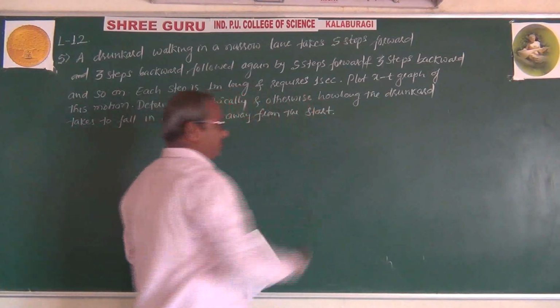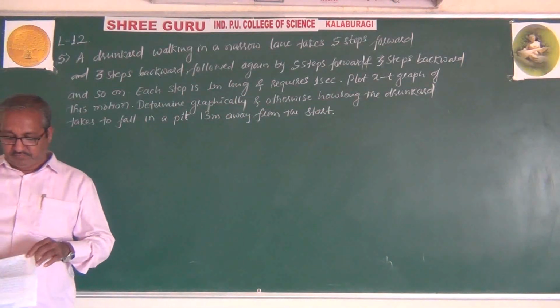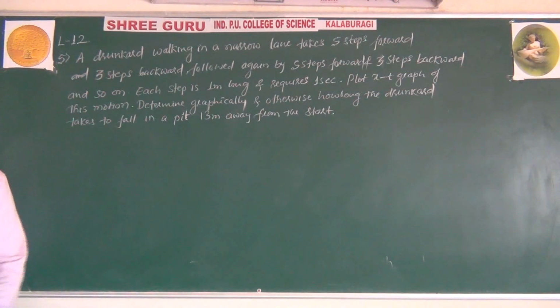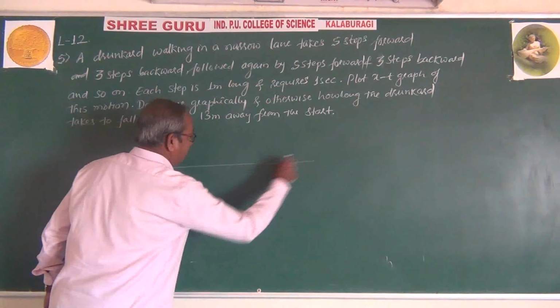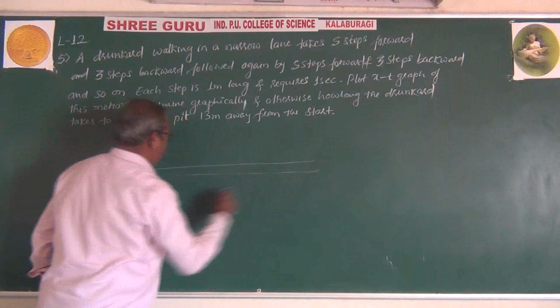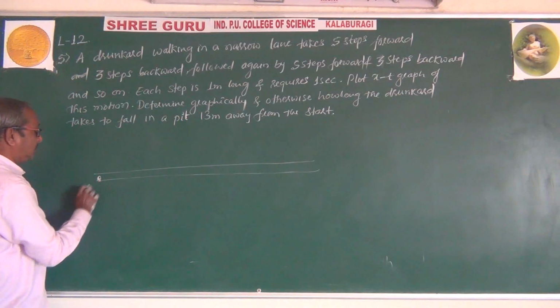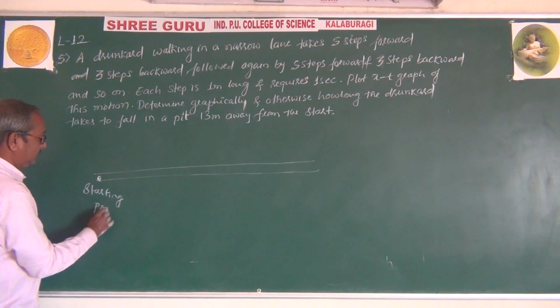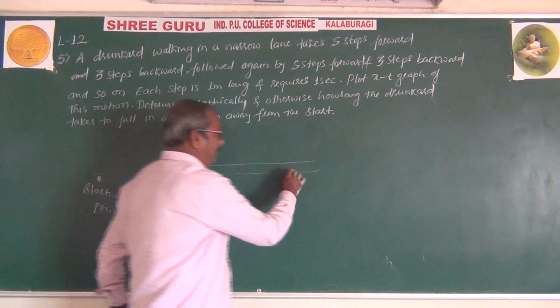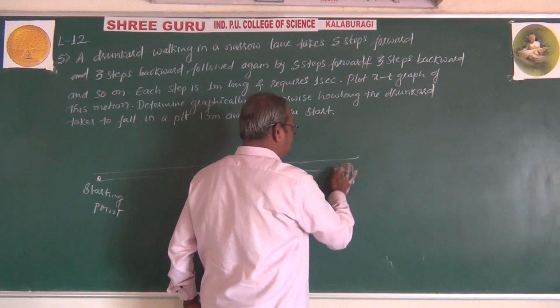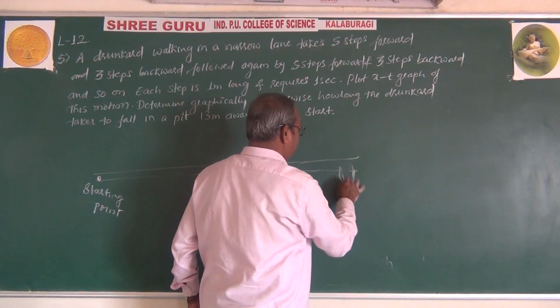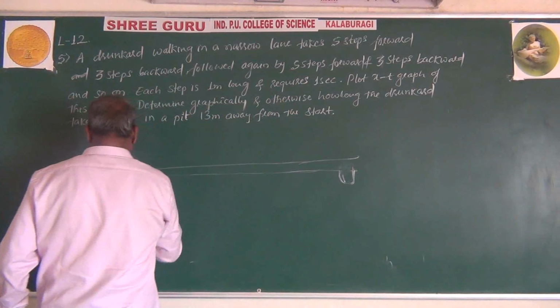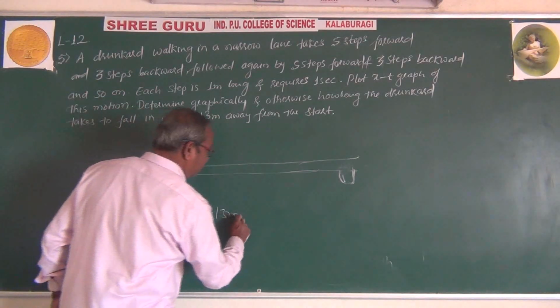This is the drunkard walking in a narrow lane. This is the starting point, and here is the pit, like this. This is how much? 13 meters.